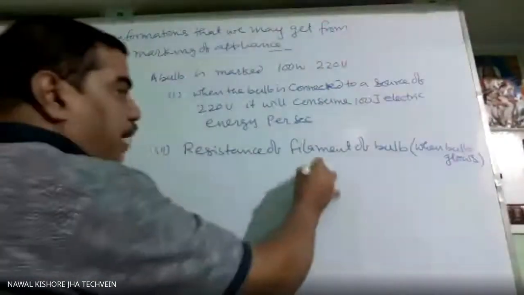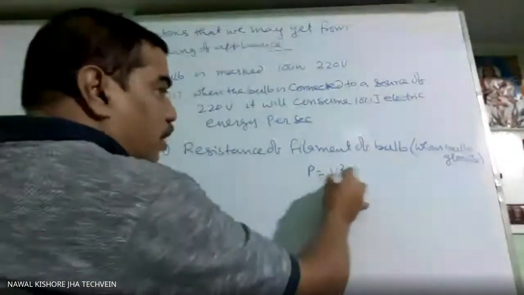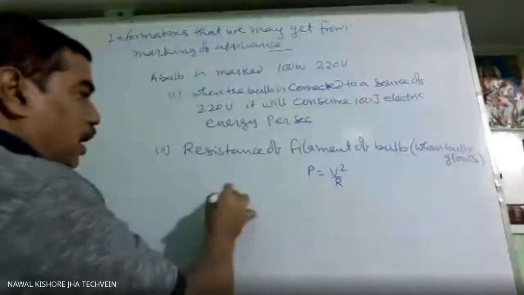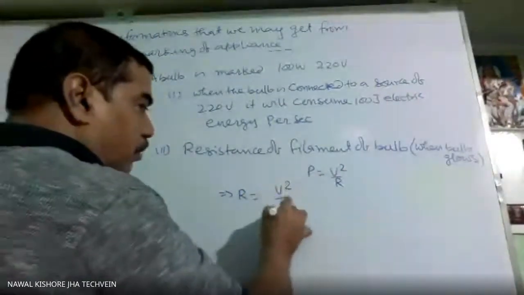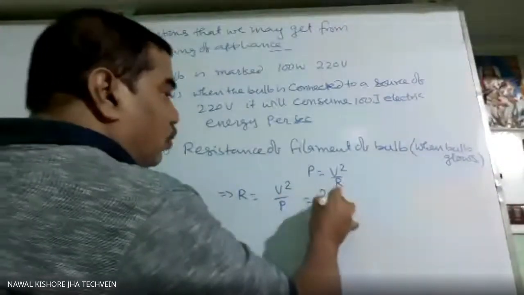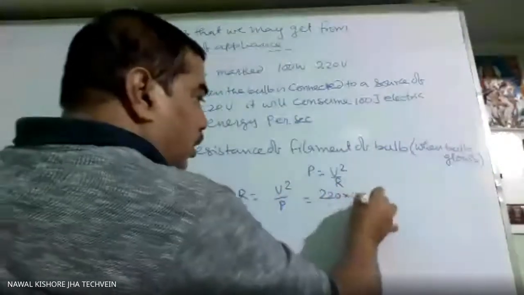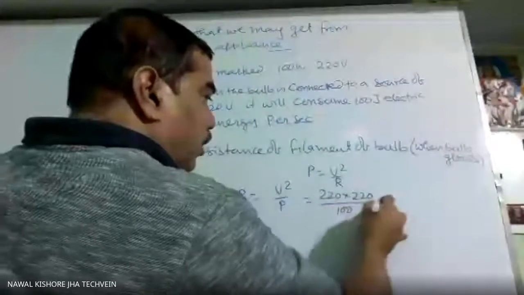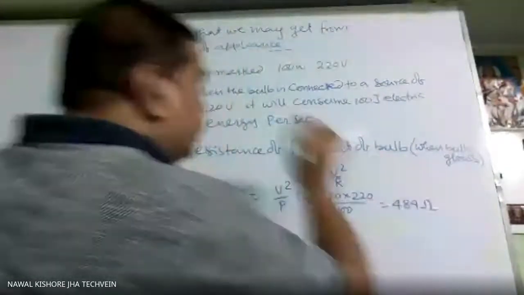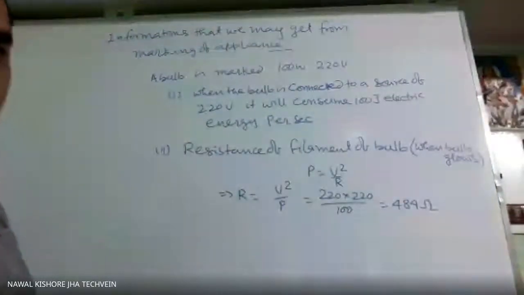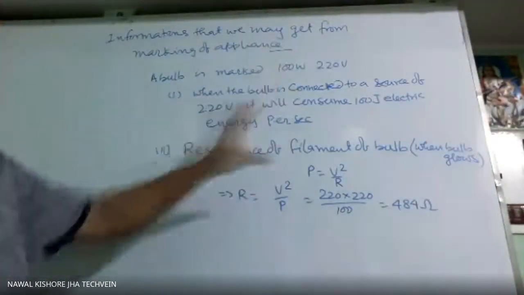As we know, power is V square over R. So this R we can find as V square over P. That is 220 into 220 by 100. So 484 ohm is the resistance of the filament of the bulb. So this second information we can get from that marking.